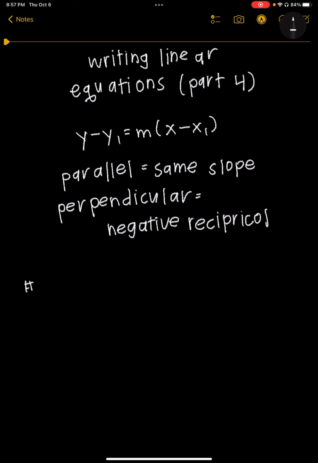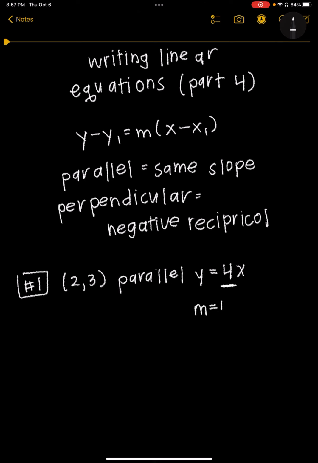The first example is we want it to go through the point 2, 3 and be parallel to the line y equals 4x. So the first thing that we're going to do is figure out what the slope of the line parallel to it is. And the slope is the number in front of the x, so in this case, that's 4. Because we want the line to be parallel, we want it to have the same slope, which means that the slope I'm going to be using in my equation is also 4.